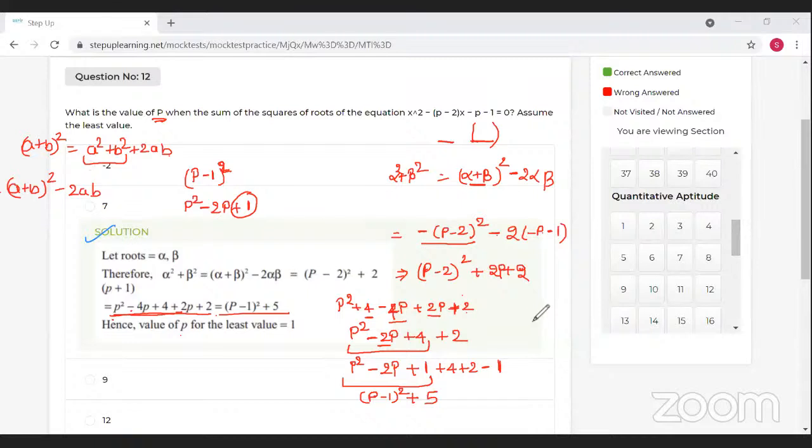Deepika, in all these questions, there are no shortcuts. These are typical formula based questions. Fine. So now what they're saying, assume the least value of p. What is the least value of p you can assume? Answer should be 5 actually.